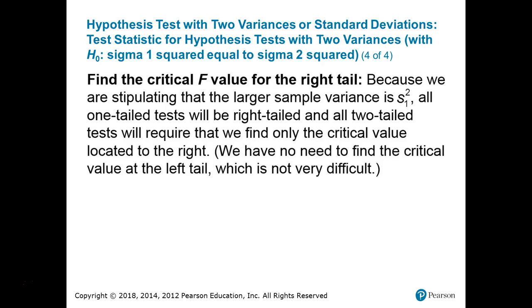Because we are stipulating that the larger sample variance is the S1, all one-tailed tests will be right-tailed, and all two-tailed tests will require that we only find the critical value located to the right. This is important because you're going to get a question and you're going to be like, well, how do I find the left-tailed one? You don't have to. You only need to find the critical value located to the right. We have no need to find the critical value at the left.